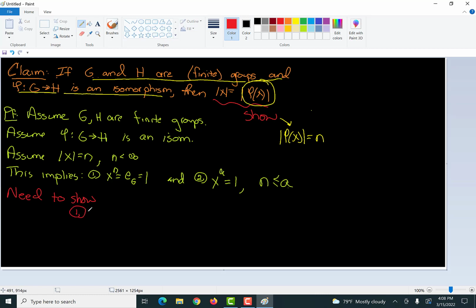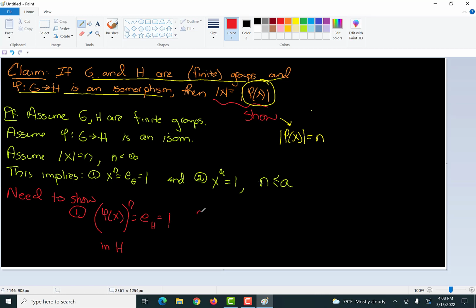Number one, you need to show that phi of x, all raised to the n power. Now remember, this is an element in H that lived over in H. You need to show me that that raised to the n power is the identity in H, or just call it 1. The identity, whatever you want to call it, 0, I don't care. So you've got to show me that phi of x raised to the n power gives you the identity. And that's not too bad. If you use the properties of homomorphisms, you can get to that result.